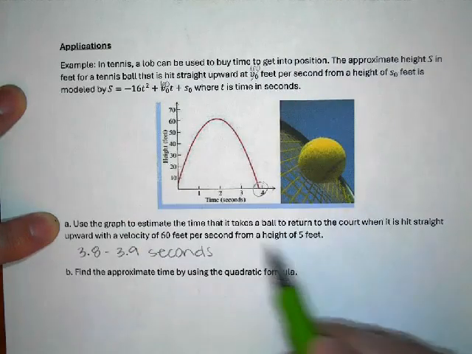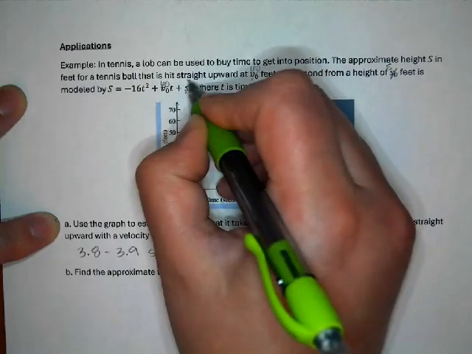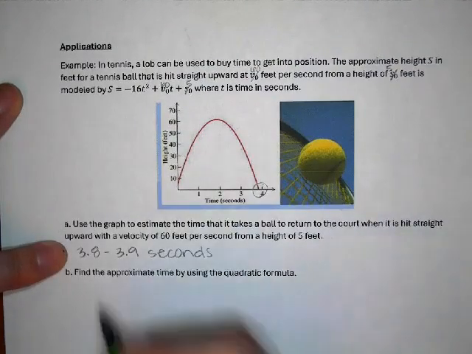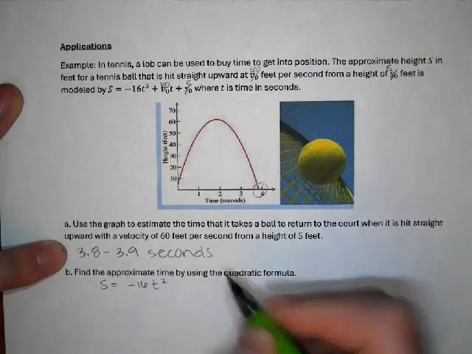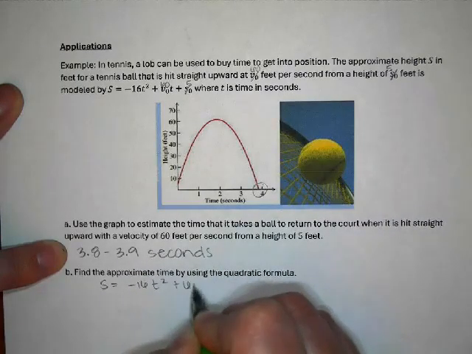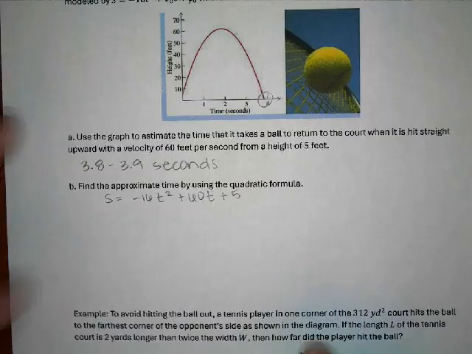So we're going to put a 5 in here. They're telling you to work with the equation y equals negative 16t squared plus 60t plus 5. They said here to approximate the time by using the quadratic formula. Go ahead and pause the video and see if you can get the correct answer by using the quadratic formula. Pause the video, work the problem out, and then unpause and check your work.